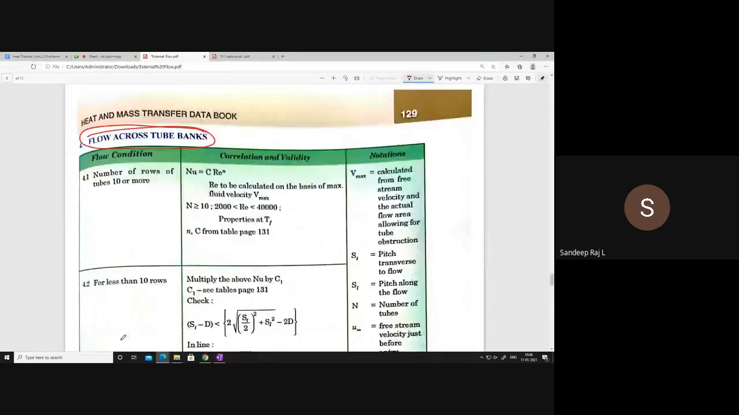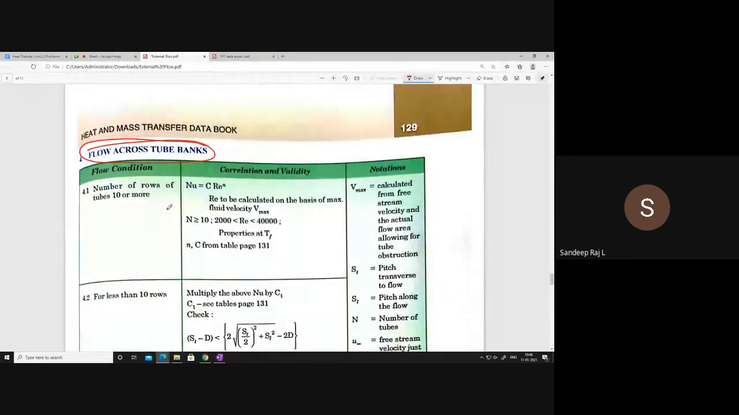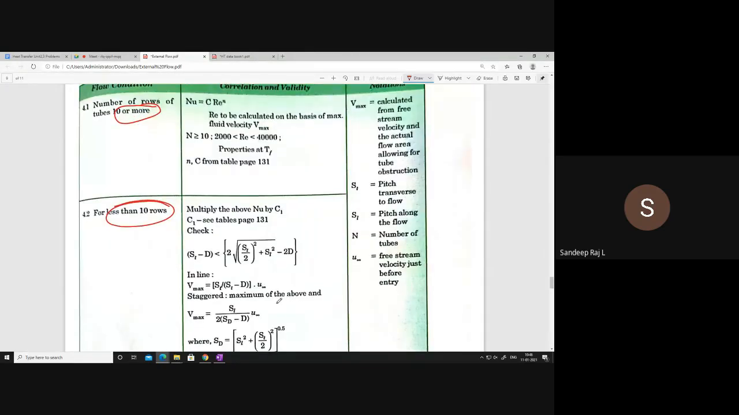There can be other cases also here, like ten or more cases, less than ten cases. All these things you can do for yourself. I'm not going to solve any problem here based on this particular topic.